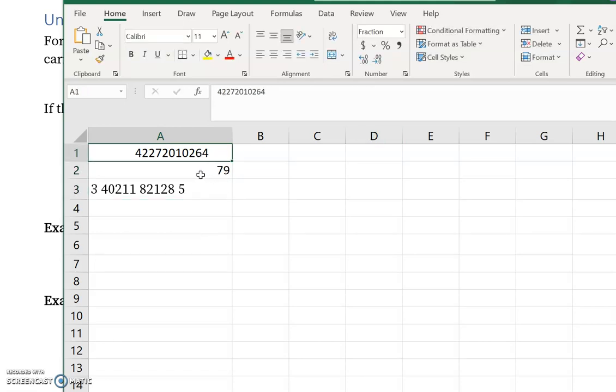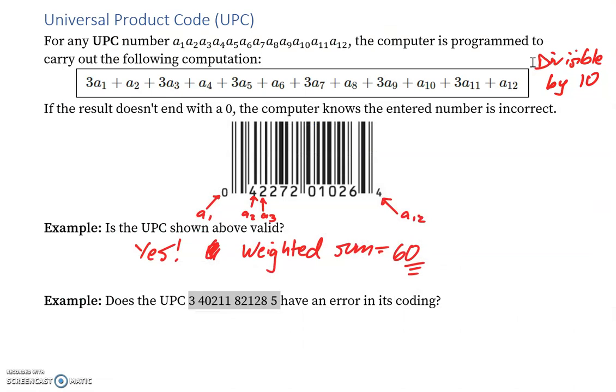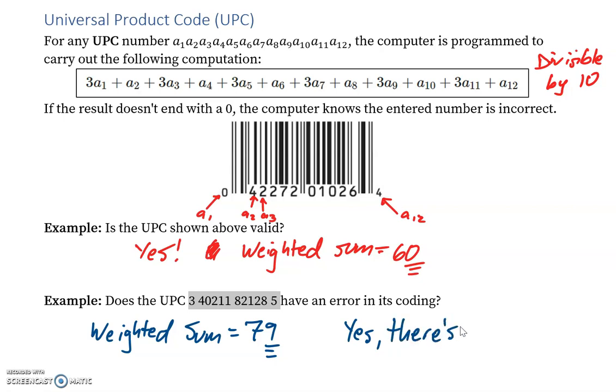Huh, I'm wondering if I missed that on the last one. Let's check in a moment. Okay, so we get 79. If 79 is our sum after doing all of this, that's going to be a bit of an issue, right? So our weighted sum, let's pop back over here, is 79. And of course, we look at that last digit. It is not 0. 79 is not divisible by 10. So is there an error? Yes, there is an error. Okay, cool.